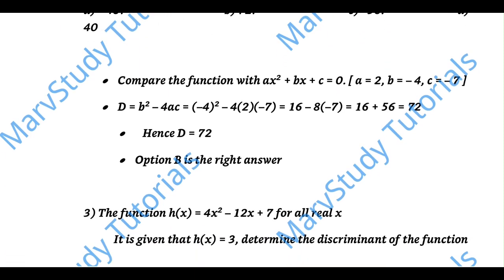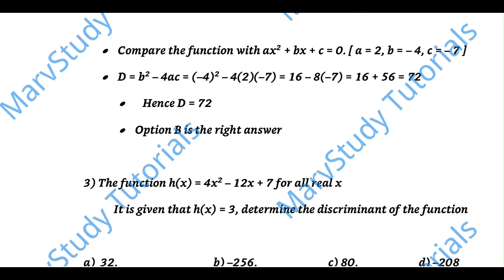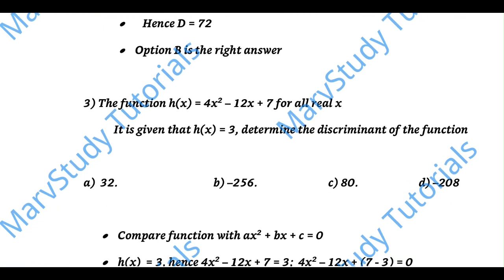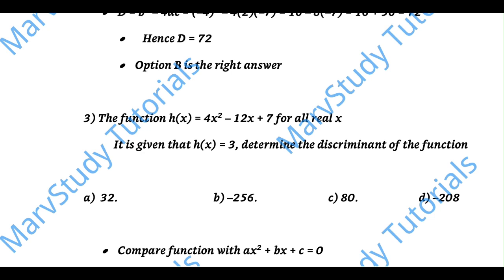So for question number 3, you could also pause the video and attempt this question. It goes like this. The function h of x is equal to 4x squared negative 12x plus 7 for all real x. It is given that h of x is equal to 3. Determine the discriminant of the function. So all we need to do is to compare, just as usual. So a in this case is going to be 4, b is going to be negative 12, and c is going to be 7. That is if this was 0, but this is equal to 3. So we got to write it out.